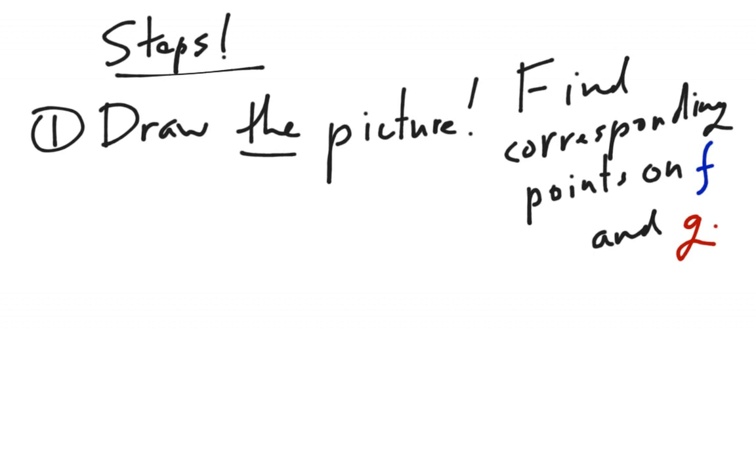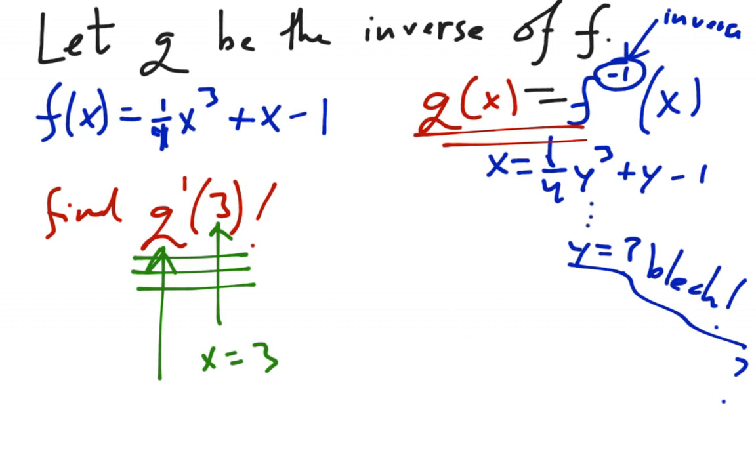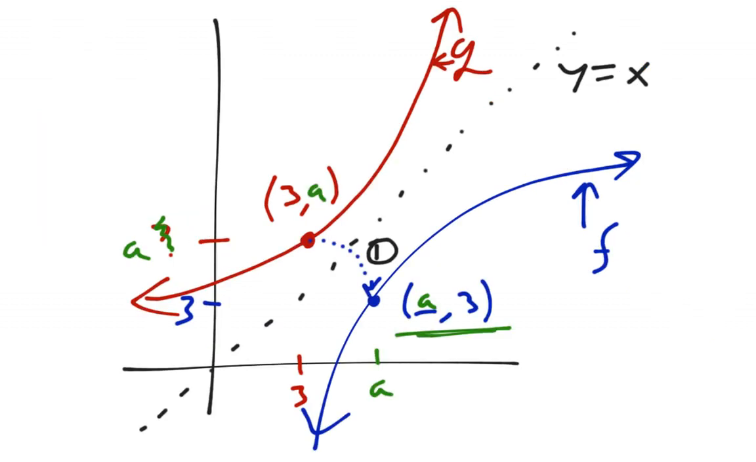Okay, so you find your corresponding points on f and g. So in our picture, this whole thing is really step 1. Okay, big picture. We want to find g prime of 3. Prime means derivative. Derivative, hopefully you said slope next to your computer. Right, we're finding the slope of g at x equals 3. So that's this tangent line slope right there. That's the slope we're looking for.